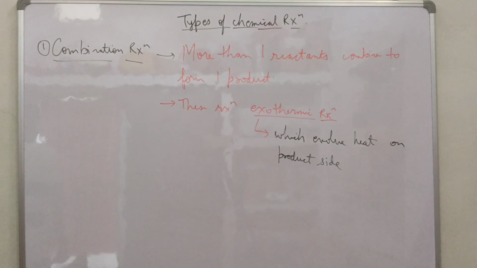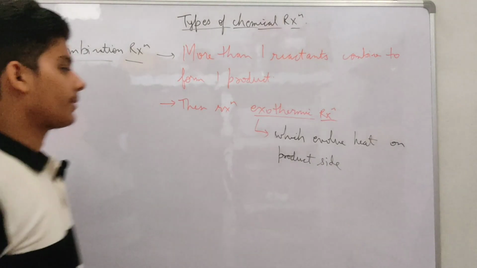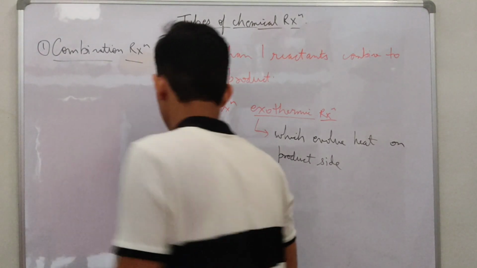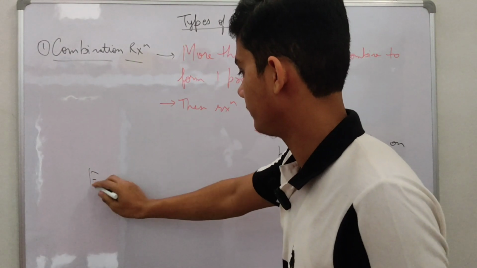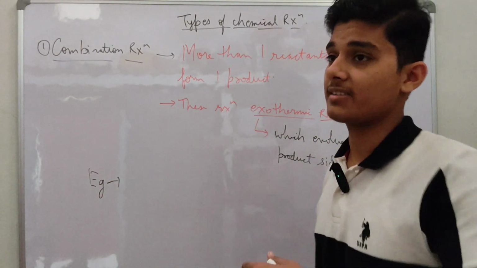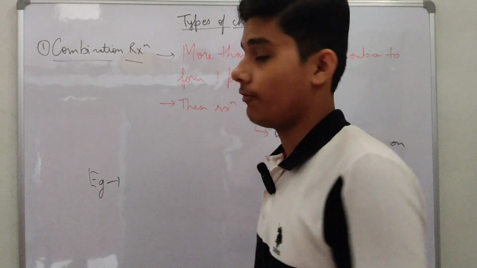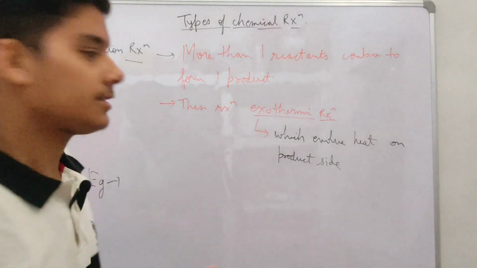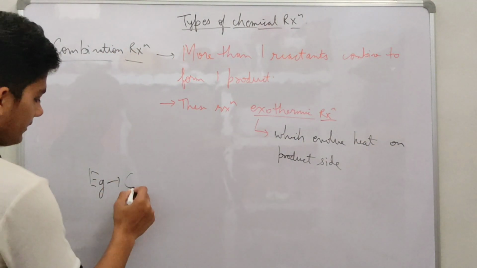Now we will go toward examples. What are examples of these? Basically a classical example is calcium oxide, the chuna we buy from the market for whitewashing of walls. So what happens is that CaO.